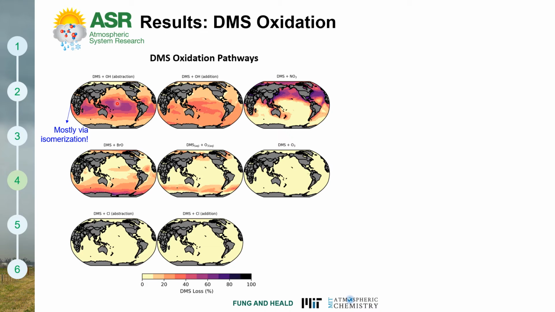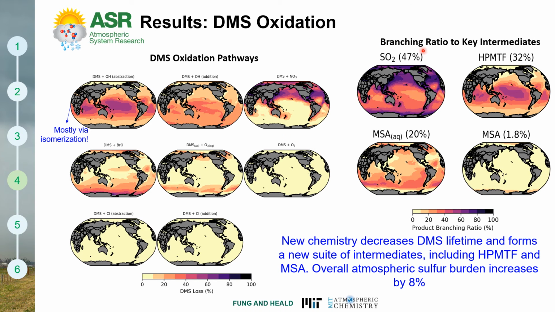It's important to note here that for the OH abstraction pathway, even in present day, over 90% of this proceeds via the isomerization pathway. And so indeed, if you look at where the DMS goes, ultimately it all makes its way to sulfate, but it gets there through these different pathways. About half of it goes via SO2, but a third of it goes via the HPMTF pathway, and the remainder goes through the MSA pathway. So it's clear that these intermediates are important and are certainly not negligible byproducts of the DMS oxidation.